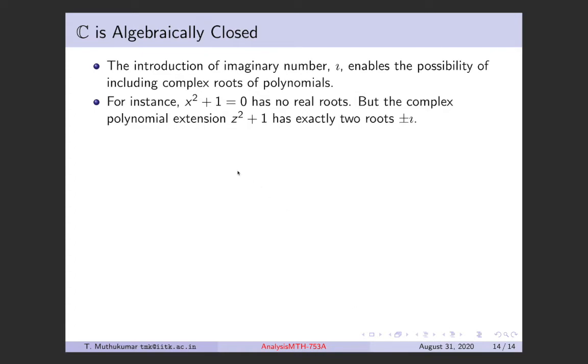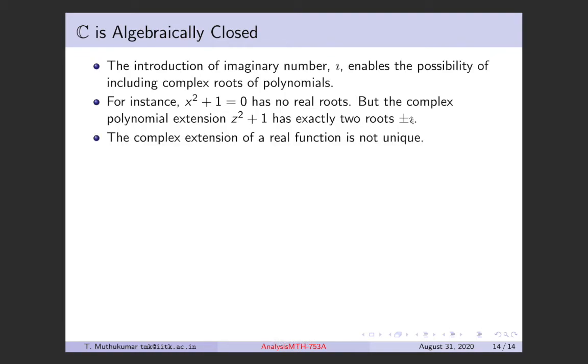For instance, let's take this x square plus 1. This has no real roots, but what we are doing now is going for an extension of x square plus 1 into the complex domain. So we are looking for a function in the complex plane whose restriction on the real line is precisely this polynomial, and we look at the roots of that. This complex polynomial has exactly two roots, which are plus or minus i.